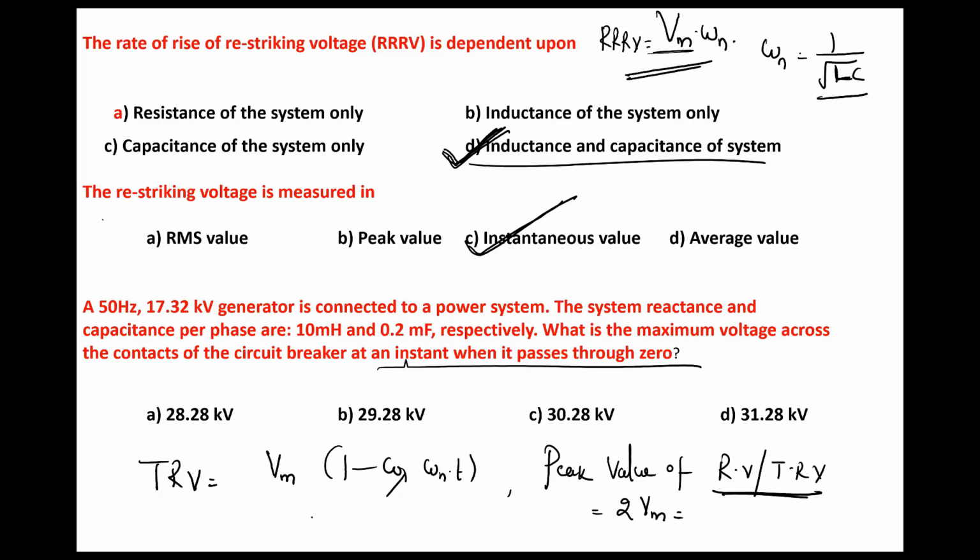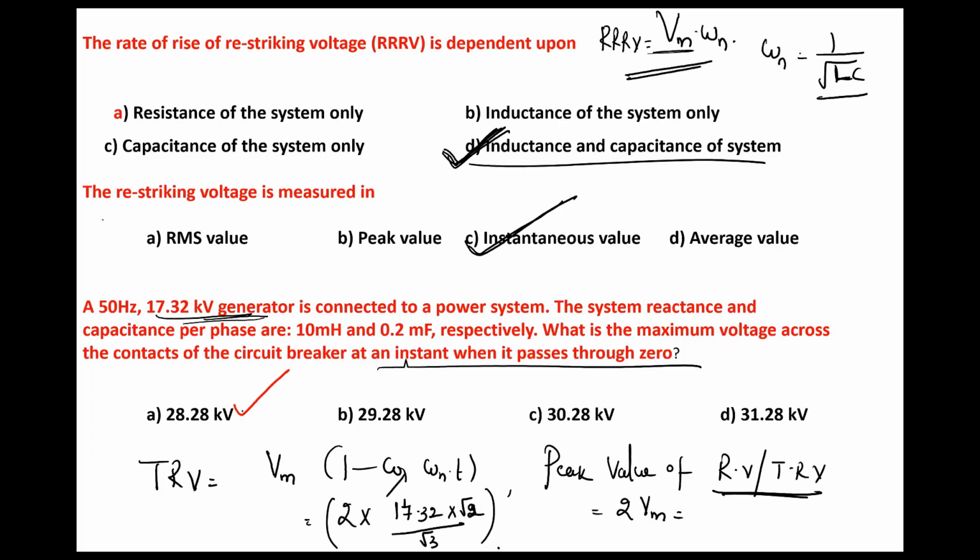So what is the 2 Vm value? 2 into, here it is a line to line voltage. We have to convert into phase to neutral voltage. So 17.32 into root 2 divided by root 3. This is your answer. Tell me what is the value? 28.28 kV, sir. 28.28 kV is the answer.